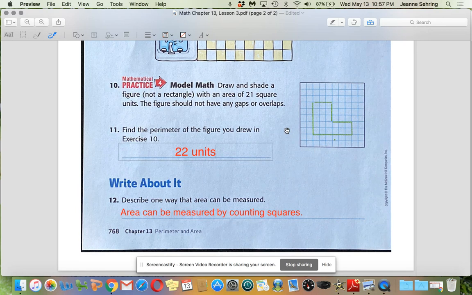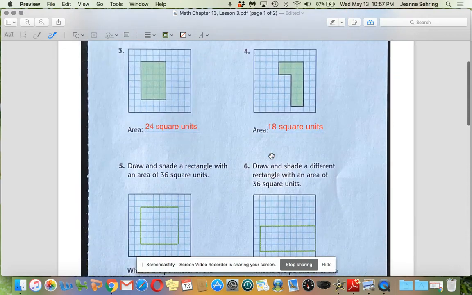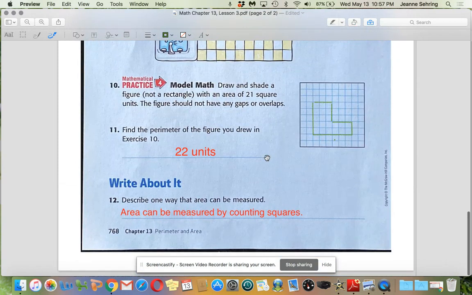All right, so we finished the page. This is what you did today. You should have done 767 and 768 today, 1 through 12. This is what your answer should have looked like. Today, I'd like you to go on and do 769 and 780. And then math will be done for the year.